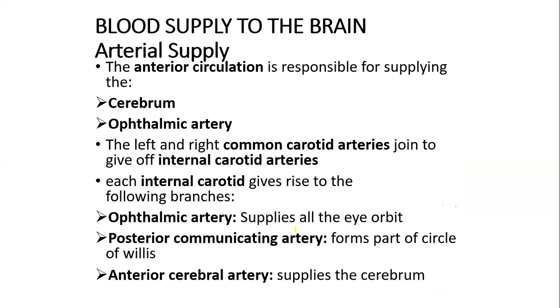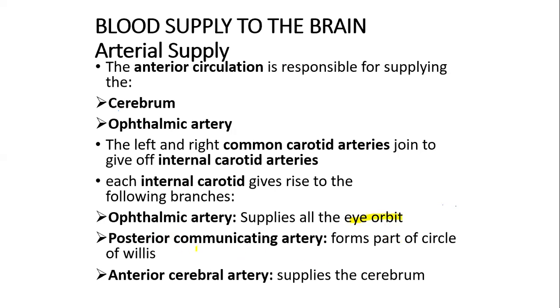Arterial supply. The anterior circulation is responsible for supplying the anterior part of the brain, which is the cerebrum, and the ophthalmic artery. The ophthalmic artery is for vision. The left and right common carotid arteries join to give the internal carotid arteries. Each internal carotid artery gives rise to the following branches. Ophthalmic arteries supply the eye orbit.